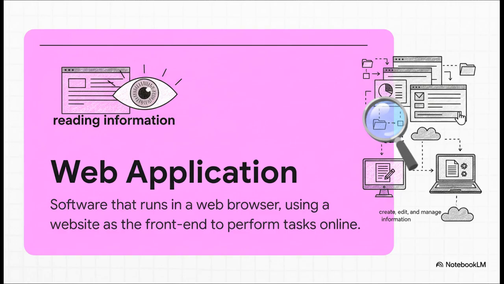Okay, think of it like this. A simple website, that's kind of like a brochure. You can read it, you can look at the pictures, but you can't really do anything to it. A web application, on the other hand, is more like a workshop. It's totally interactive software that runs right there in your browser, and it lets you create stuff, edit things, and just manage your work online.